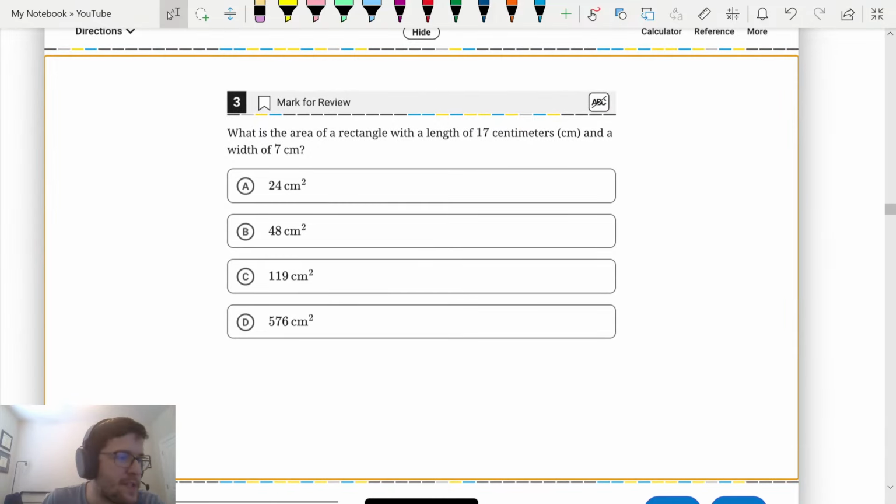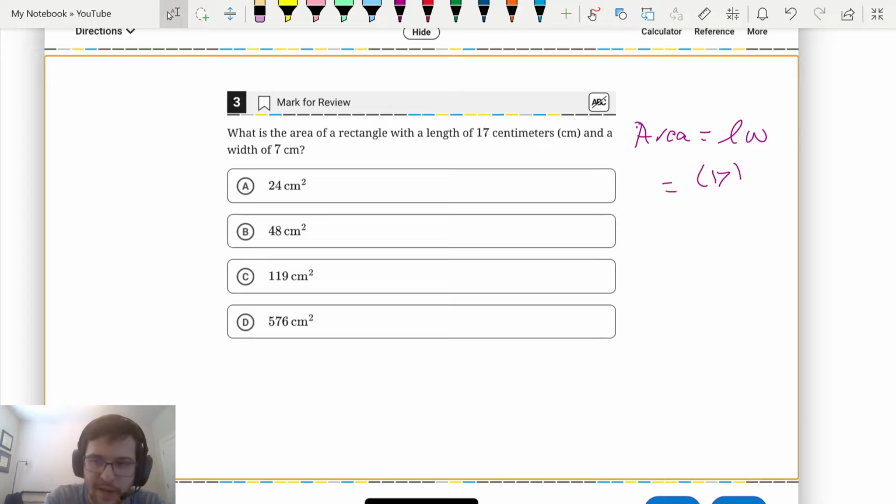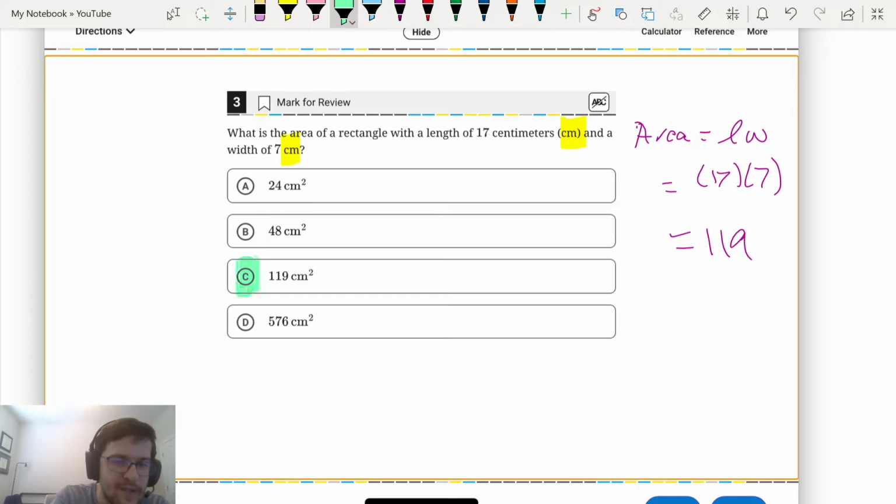Okay, length of 17. Okay, so area is length times width, right? So the length is 17 and the width is 7. So now we just got to type that in our calculator. Always remember that the area and volume formulas, most of them, not all of them, are in the reference sheet. So if you forget, you can look there. So the area is 119. Always check to make sure the units match, centimeter, centimeter, centimeter squared. Okay, so we're good. We don't need to worry about that. So the answer is C, 119.